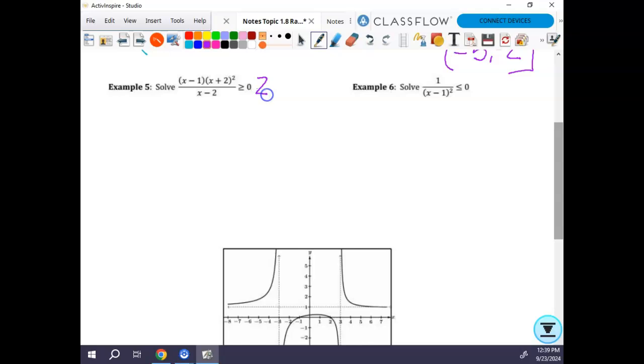I've got 0 on one side. It's all factored. I can't reduce. Now I get to jump into the rest of it. Zeros, how many zeros do I have? 2. I got 1 and a -2, right? Vertical asymptote, I have 1 at x equals 2. So on my number line, I've got 3 things: -2, 1, 2.